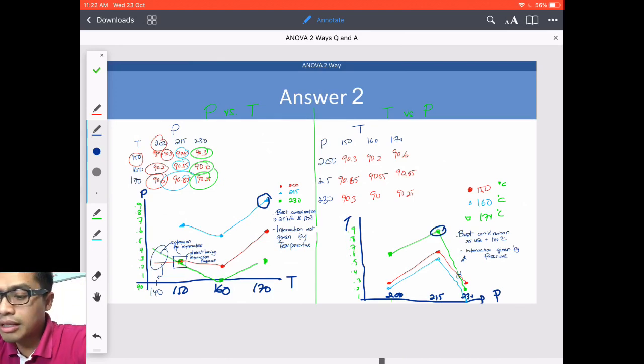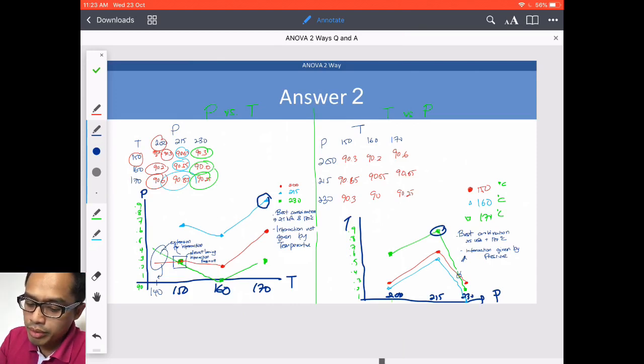Okay, what else, other comments that you can write down? Maybe I can just say it verbally. So if you want to have the best combination for the reaction, if the question asks, then you can say 215 kilopascal and 170 degrees Celsius is the best temperature and pressure for this kind of experiment for reaction, yeah? Okay. Interaction happens, but take a look at this interaction.